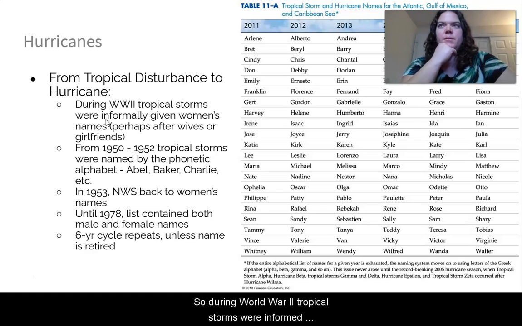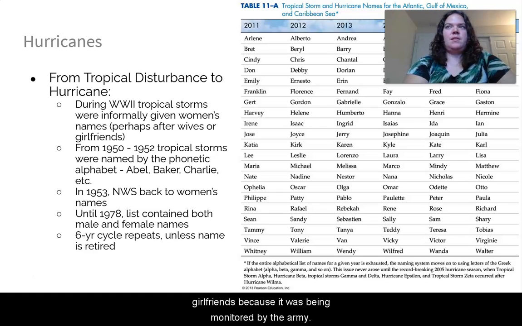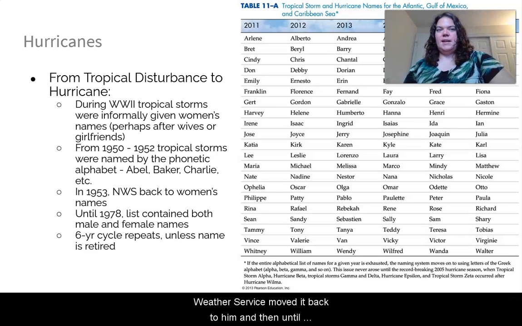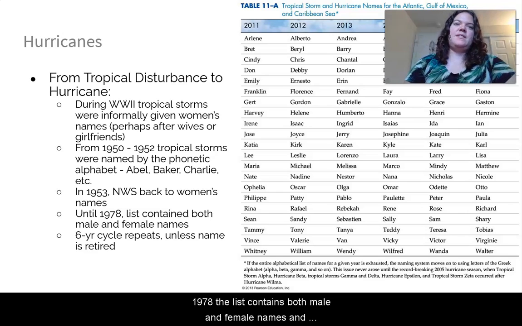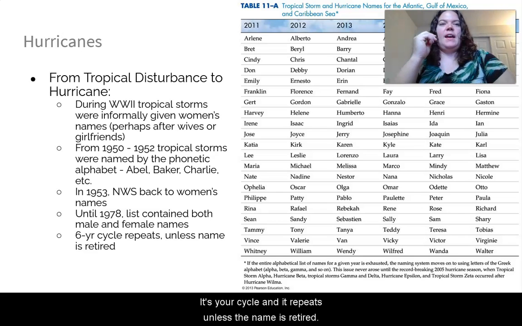All right, so during World War II, tropical storms were informally given women's names, perhaps after wives or girlfriends, because it was being monitored by the Army. And then from 1950 to 1952, tropical storms were given names by the phonetic alphabet, which was Abel, Baker, Charlie, etc. And then in 1953, the National Weather Service moved it back to women's names. And then until 1978, the list contained both male and female names. And now we've moved to a 6-year cycle, and it repeats unless the name is retired.